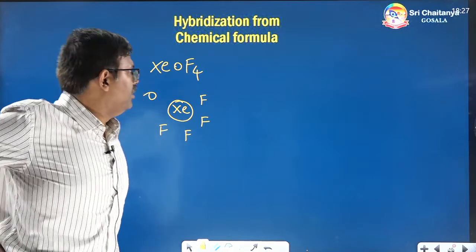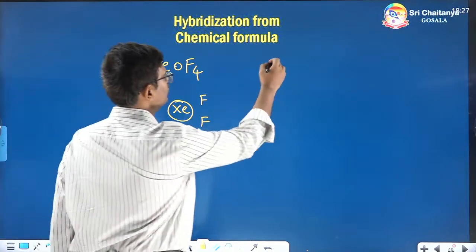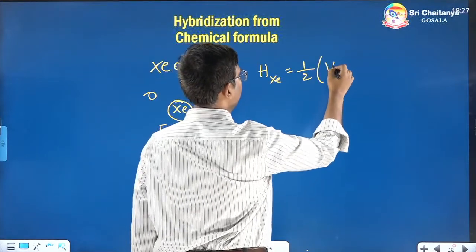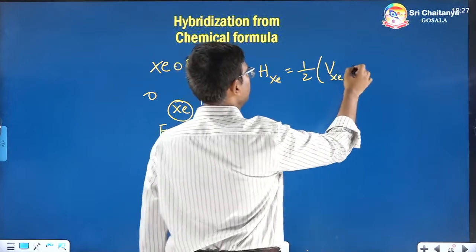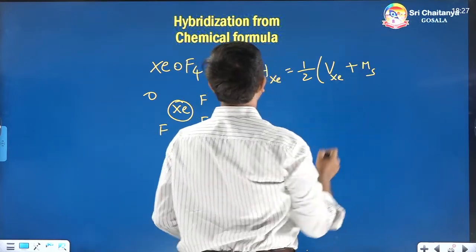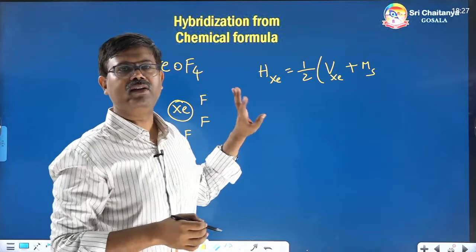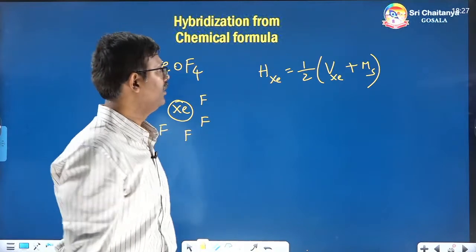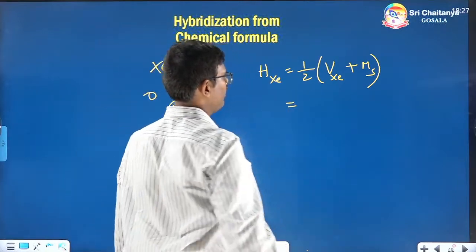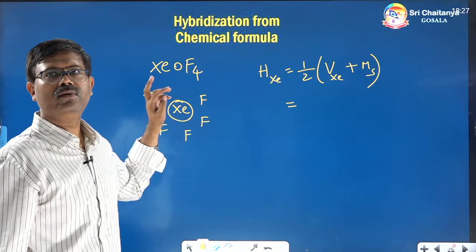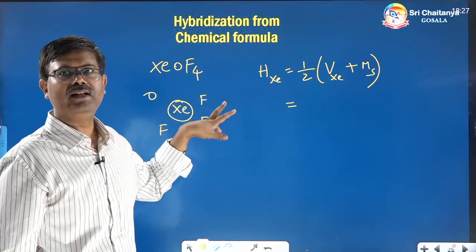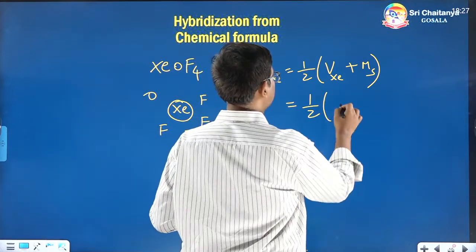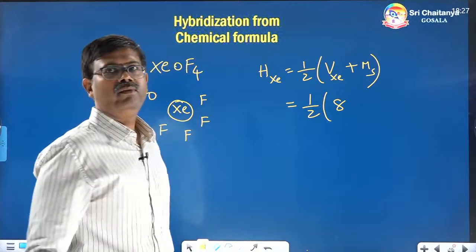Xenon. Okay. Now, half of the valence electrons in xenon, plus monovalent surrounding atoms. It is also neither a cation nor an anion, so the cation place and anion place will be 0. Now, xenon is a noble gas, so present in which group? Group 18. So valence electrons are 8.